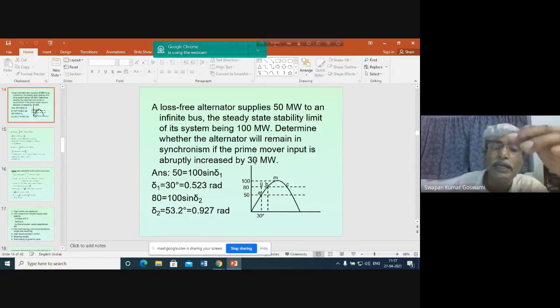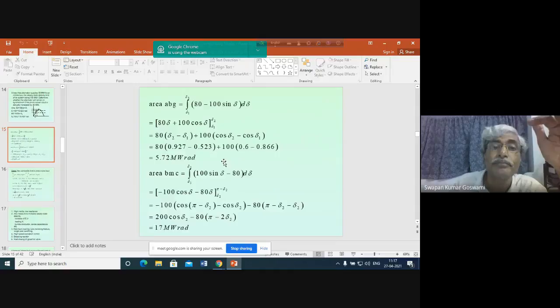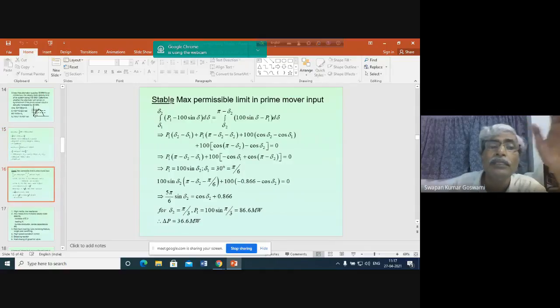And again, we have added a second part here. What is the second part? The generator will be stable. It is with the conclusion of the first part. Now, the second part is the maximum permissible limit in prime mover input. The second part of the example is: what is the maximum permissible increase in the input power so that the generator will not lose synchronism?